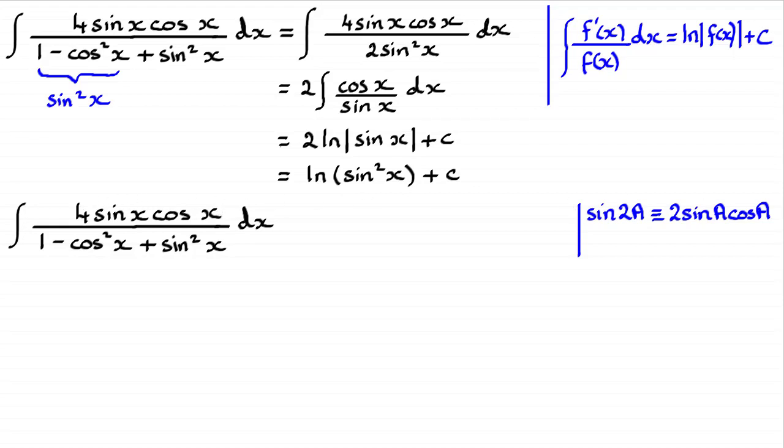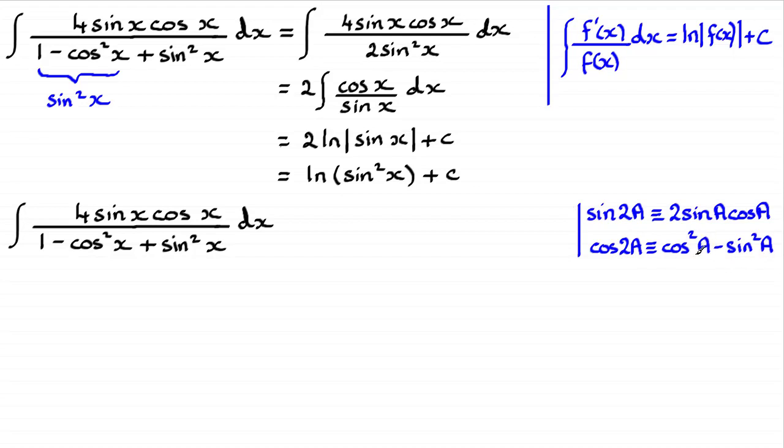And I also know that the double angle cosine 2a is identical to cos squared a minus sine squared a. You'll see these identities generally in your formula book. If not, you should be aware of them, okay?